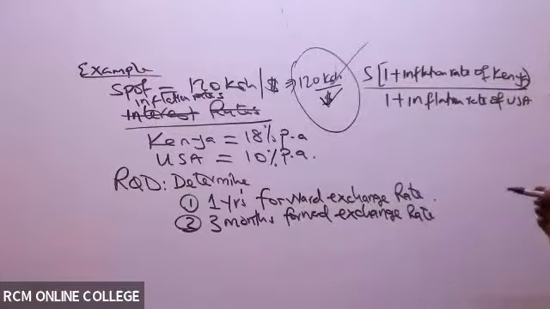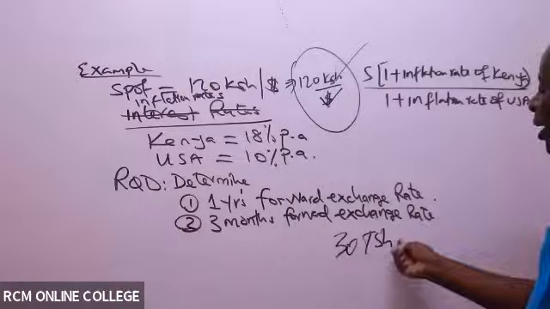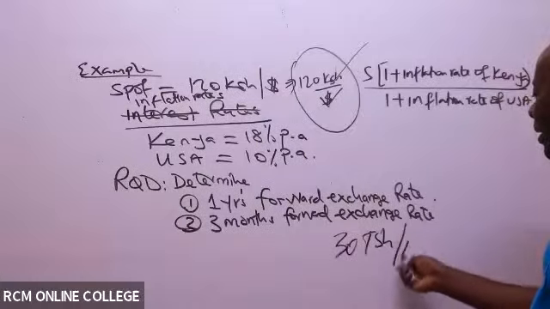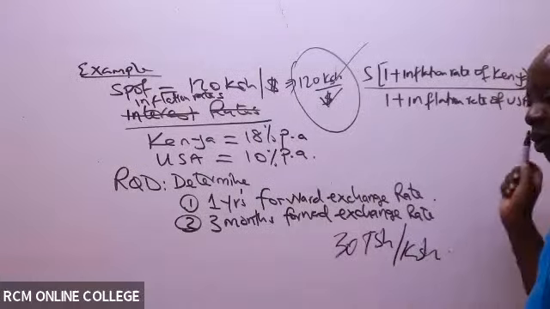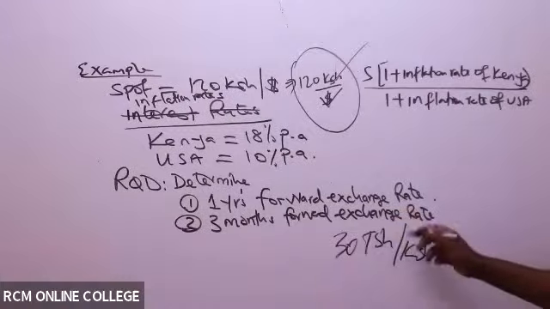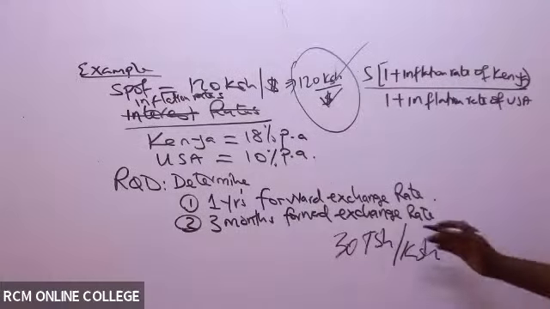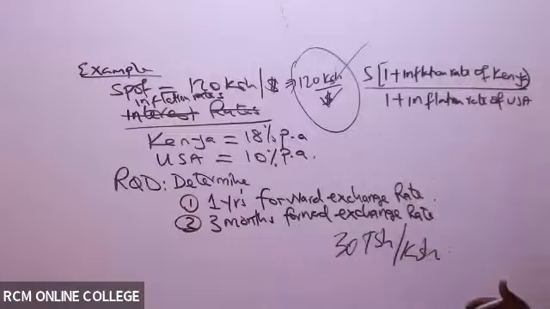If, for example, ladies and gentlemen, you are given here 30 Tanzania shillings per Kenya shilling, which country will be the top country here? TZ, isn't it? Yeah, TZ. Tanzania is on top. Kenya now is below.